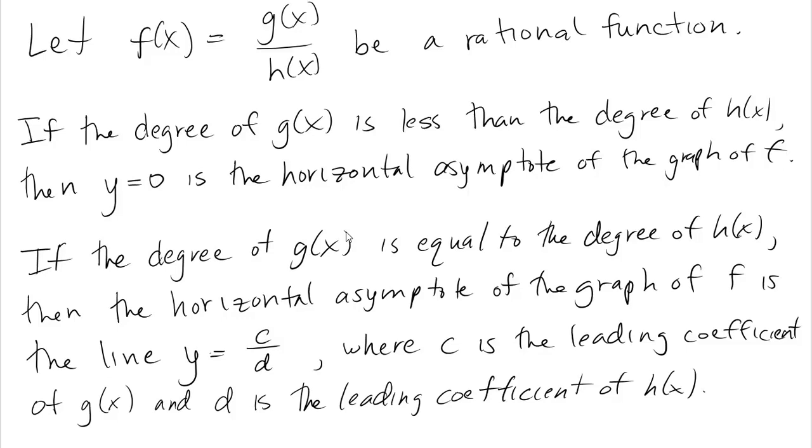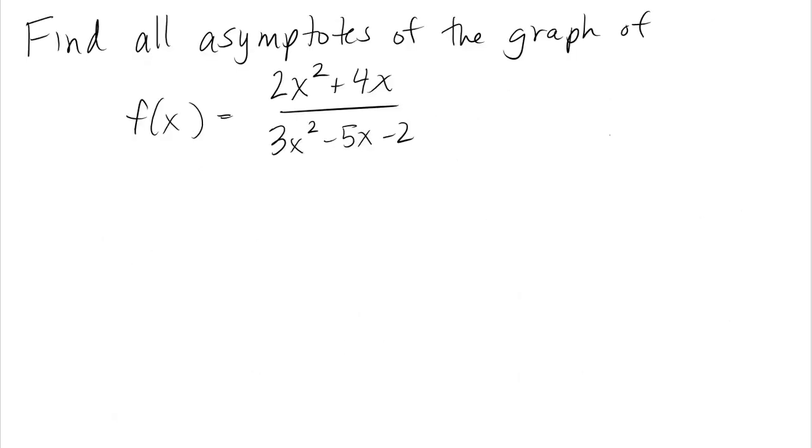For now, I just want to recap these horizontal and vertical asymptotes with a couple of examples. This says find all asymptotes of the graph of f of x equals 2x squared plus 4x over 3x squared minus 5x minus 2. We're going to start with the horizontal asymptote because it's actually the easier one. The horizontal asymptote is found by first comparing the degree of the numerator and denominator. Well, they have the same degree.